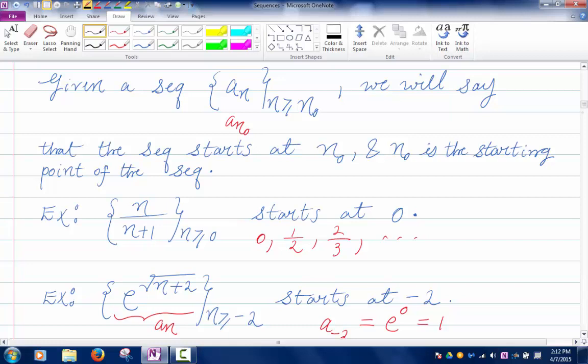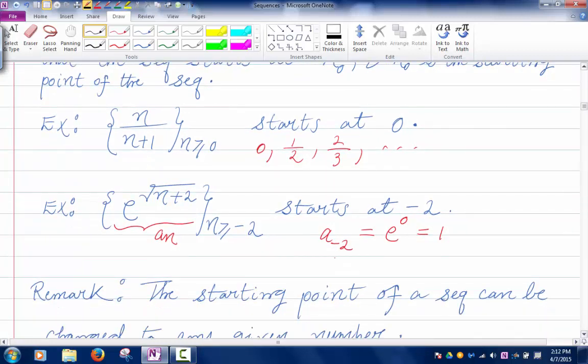So what is the first term here? The first term is a subscript negative 2, right? I am calling that sequence a_n. So a subscript negative 2 is the first term of that sequence. Am I making sense? So I don't always have to start at 1. I can start at any integer I like.